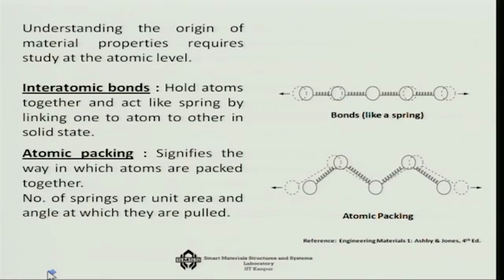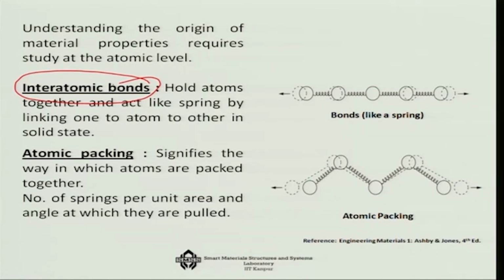Now, let us try to look at two important issues. The two important issues in terms of atomic bonding are, of course, number one, the interatomic bonds, and this is something like how much force is acting between the atoms, so that they can hold together and act like a spring. So, something like a spring analogy you can bring in this case, particularly if you look at many of these bonds like ionic bonding or covalent bondings.